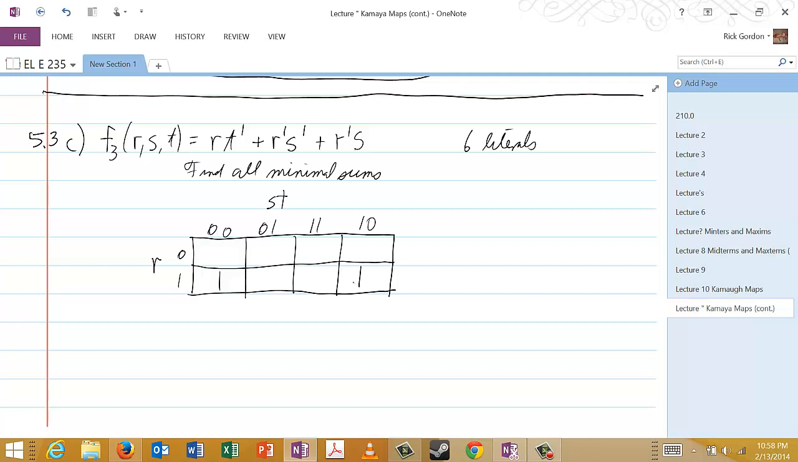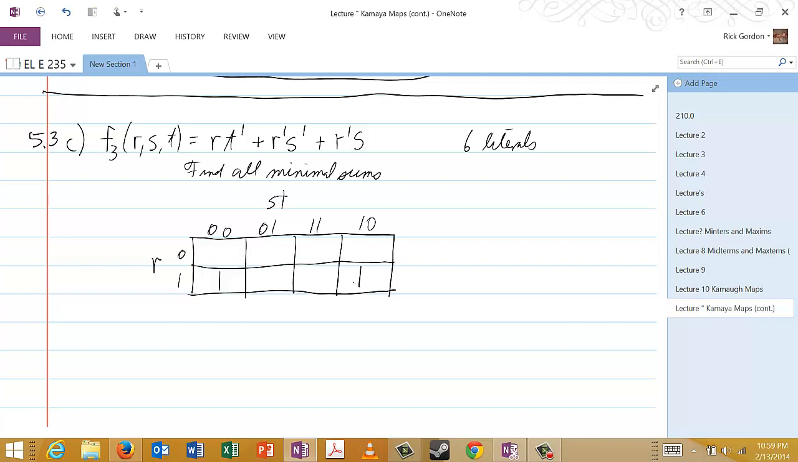Now, having seen that, I hope that you can fill in the rest of the terms, so I encourage you to stop the video now, try to fill in the Karnaugh map for the remaining terms, and then we'll look at these together. Okay, I hope you had good luck with that, and so now let's finish this up.